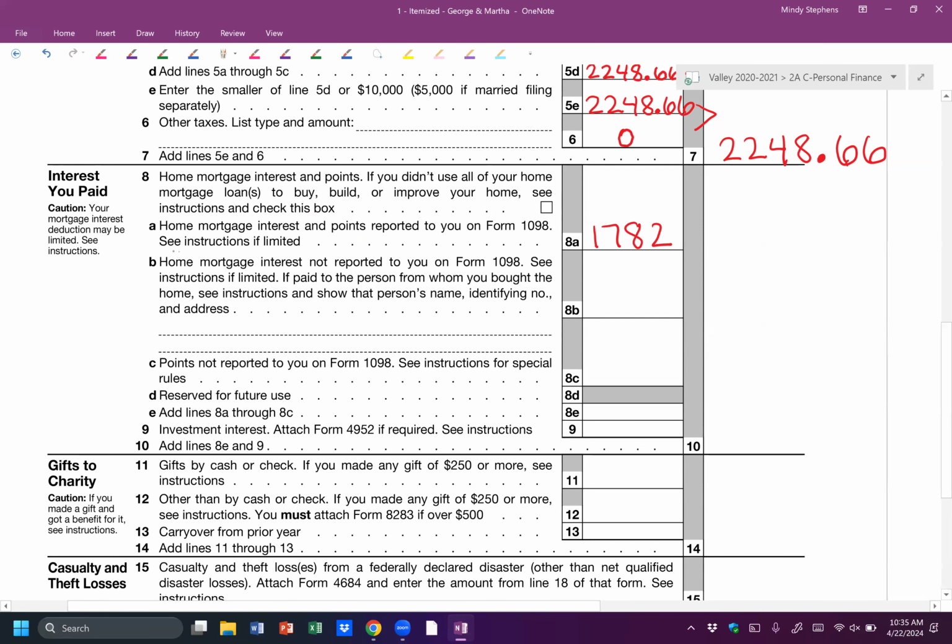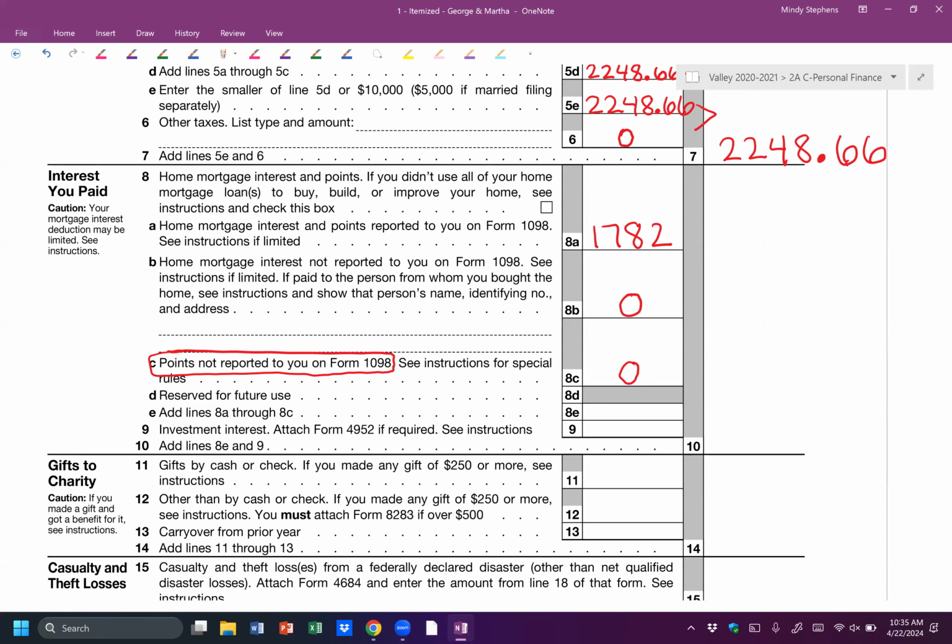The next one says home mortgage interest not reported to you on Form 1098. We're not going to have anything like that that's not reported. That one's always going to be 0 because we're not going to have something that's not reported. So you could even, if you want, put a star by this or say always 0 next to it. That will always be 0 on everything we do. 8C, points not reported on the Form 1098. Again, we aren't going to have anything that's not reported, so we're going to have 0 in that one. So those two every single time are going to be 0. If you want to write yourself a note to remind you of that, you could.